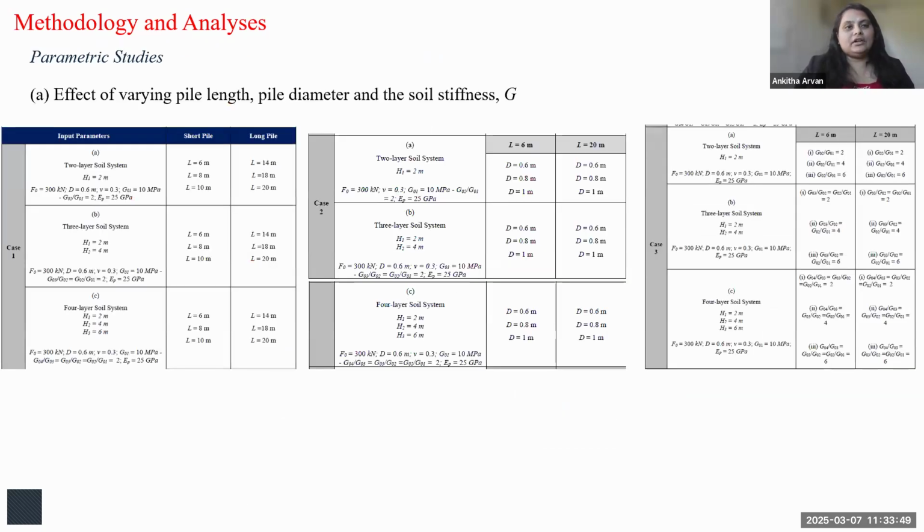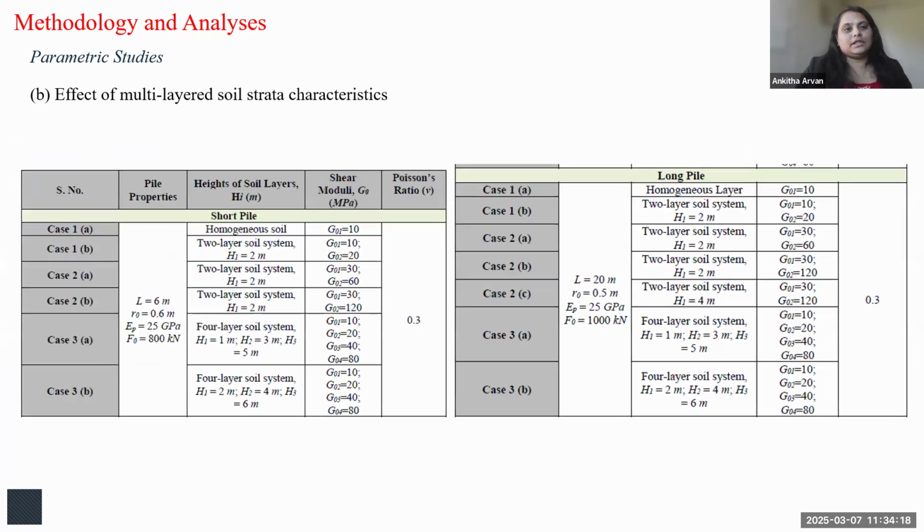Then I did a lot of parametric studies for the effect of varying pile length, pile diameter, and soil stiffness, to see how this two-layered or four-layered system, when we change the height of the layers or parameters such as the axial load, diameter, Poisson's ratio, shear modulus, or the effect of shear modulus with layers or the length of the piles, affect the displacement responses. There was also another case where I was studying the effect of multi-layered soil strata characteristics, as you see here. We had homogeneous soil, a two-layer system, or a four-layer system with varied shear modulus.